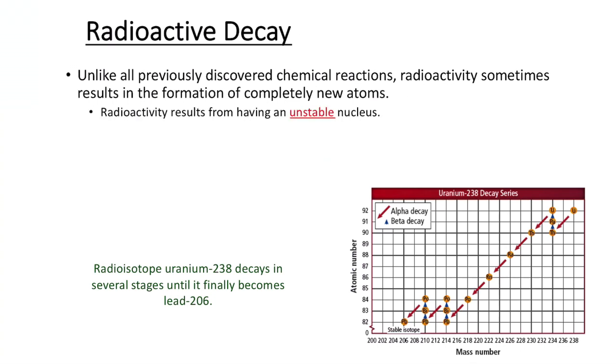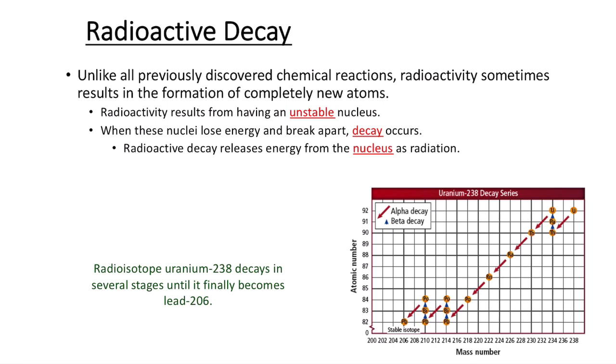Radioactivity results from having an unstable nucleus. Remember that the nucleus is made up of protons and neutrons. Essentially there's a proportion of neutrons to protons, like a ratio, that's not ideal for that particular atom, therefore it's unstable. It takes a lot of energy to hold those unstable nuclei together, so when these nuclei lose energy and break apart, decay occurs.